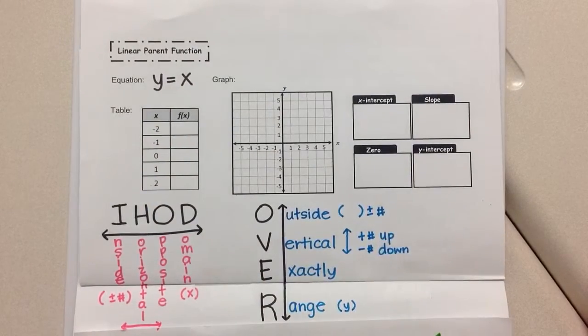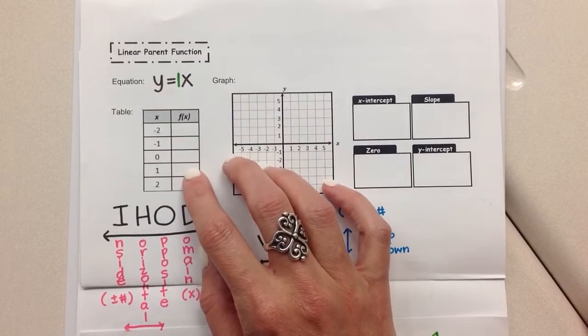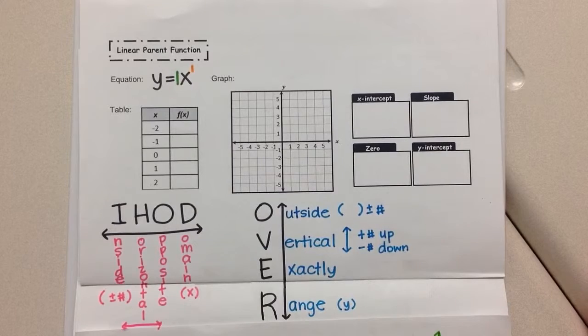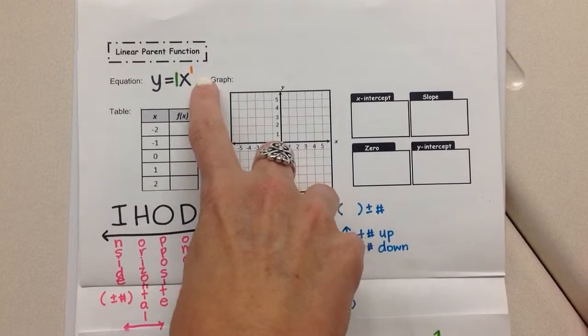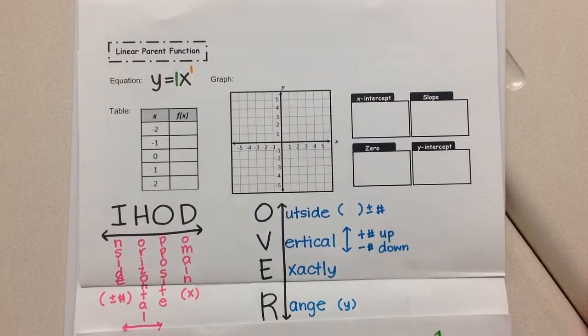Okay? And notice your slope is 1. And your power is also a 1. Okay, so if you don't see an exponent because it's an invisible 1, and you don't see a slope because it's an invisible 1, and there is nothing being added or subtracted after, and nothing in parentheses, then you know that you have the linear parent function.